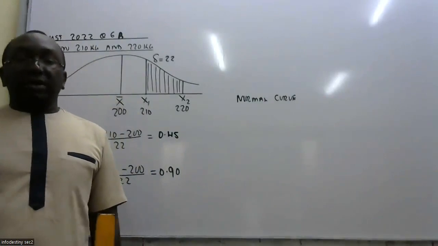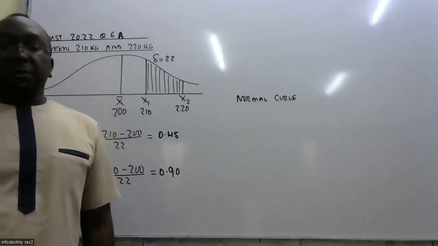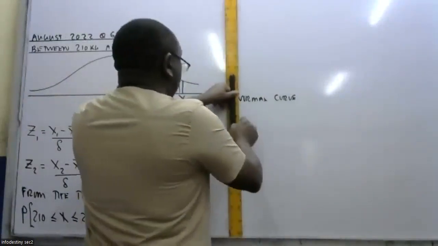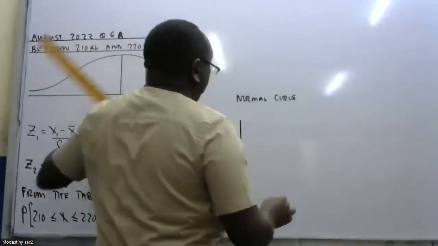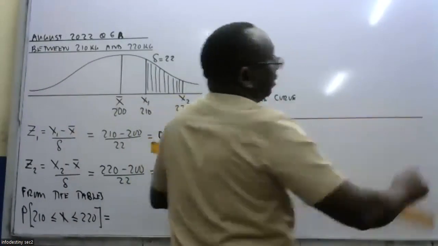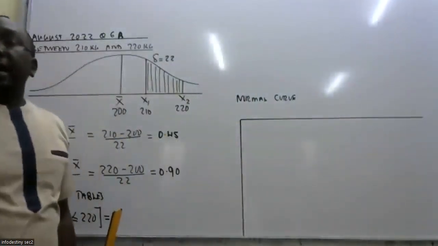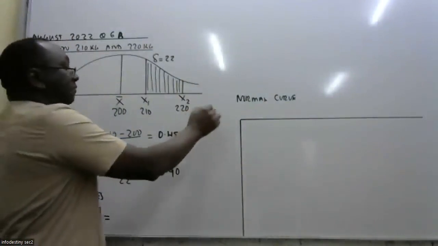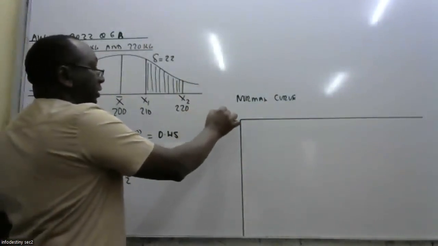Normal curve. Those who are online, I'm waiting for your response. Good. Now, if you look at that table, it looks like this. On this side, I think they have written Z somewhere here. Can you see it?